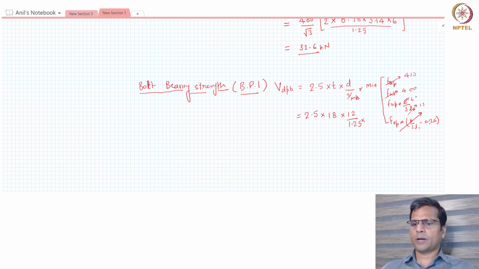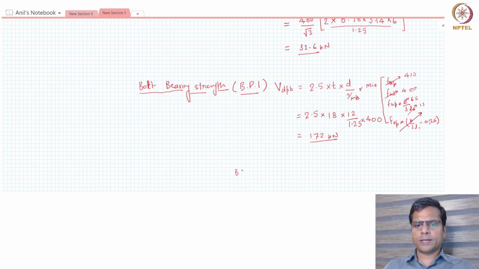So 65 divided by 39 is more than 1. So all these factors are more than 1. The smallest of these is 400, so we will take 400 here. And as a result, this value turns out to be 172 kilonewtons. That is for bearing plane 1.